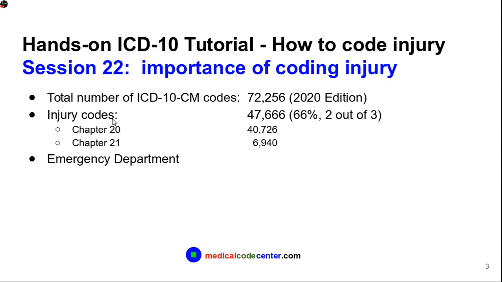Inside those injury codes, in chapter 20, there are about 40,000 codes. And then in chapter 21, there are about 7,000 codes. And also if you work in an emergency department, you mainly code injury.